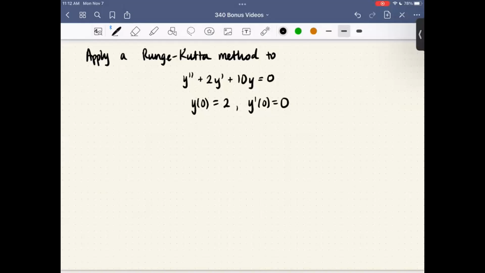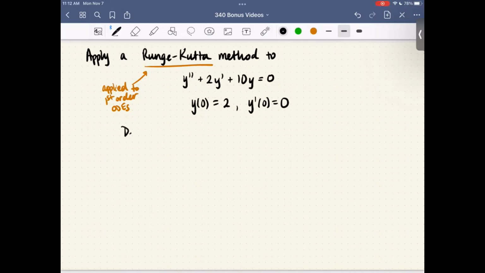Okay, we're going to apply a Runge-Kutta method to the second order differential equation. Now, before we do that, we need to convert the second order equation into a system of first order equations. Runge-Kutta methods can be applied to first order equations. I'll just put first order ODEs. So we need to convert the second order equation into first orders.